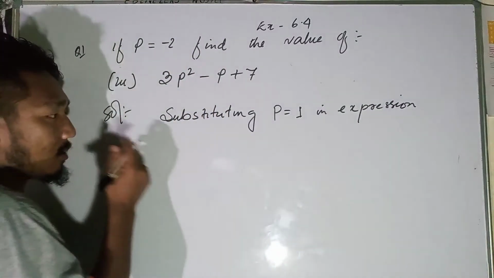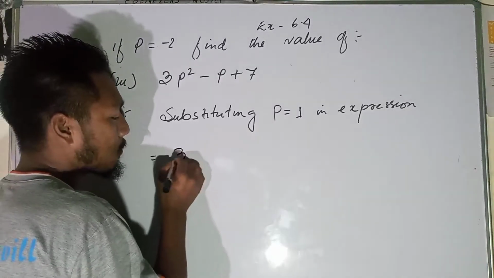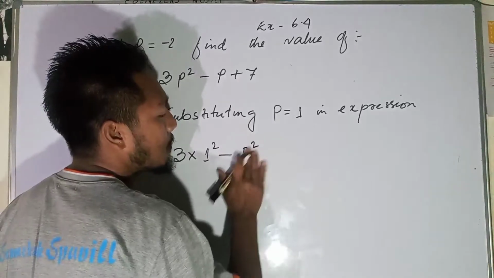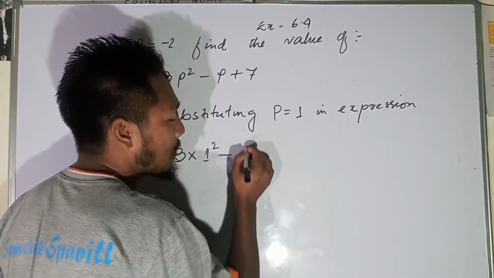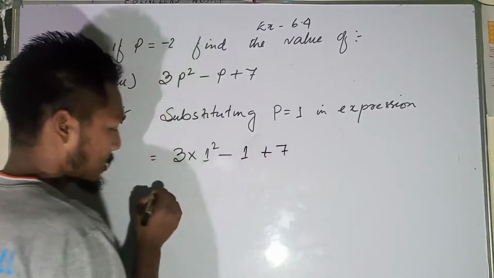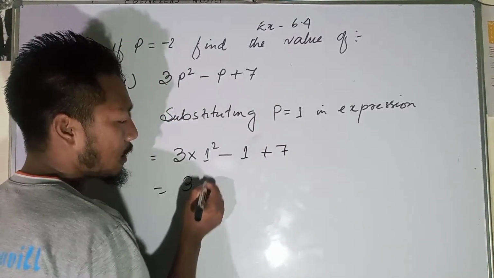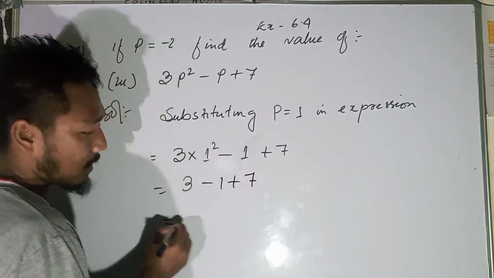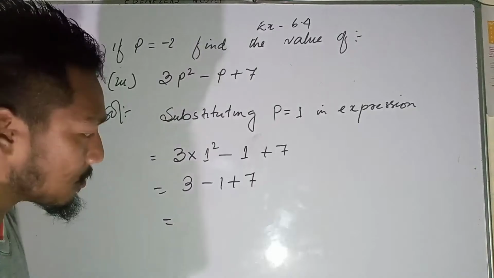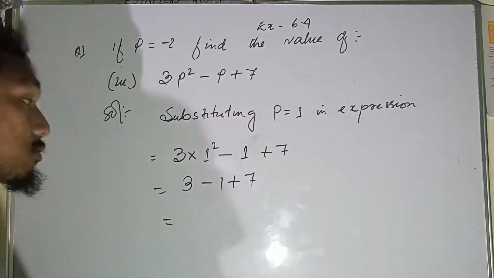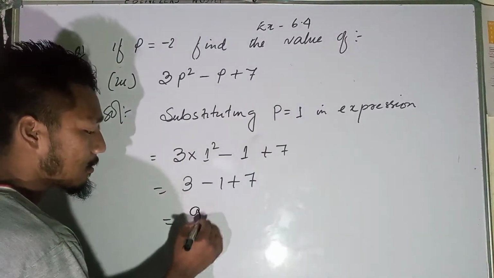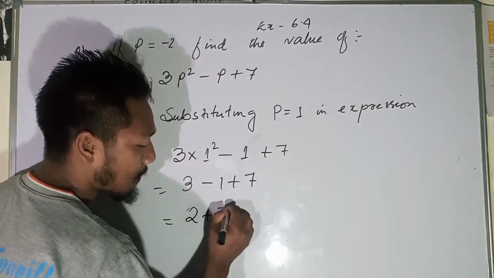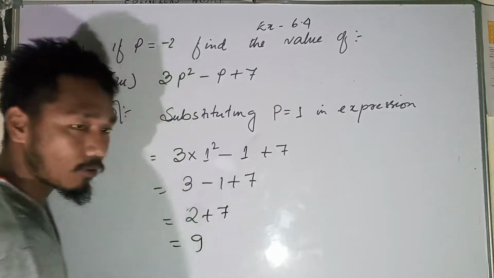So wherever p is there, I'm going to put the value 1. P squared means we have to put 1 squared, plus 7. So 3 into 1 is 3, 1 squared is 1, so 3 minus 1 plus 7. Now sum up, what is the answer? Can you calculate it? 3 plus 7 is 10, 10 minus 1 is 9. Or 3 minus 1 is 2, plus 7, 7 plus 2 is 9. You can also solve it this way.